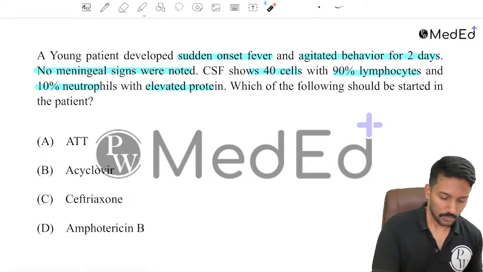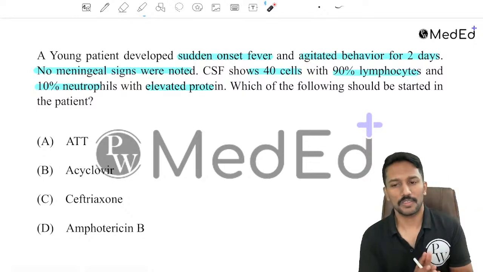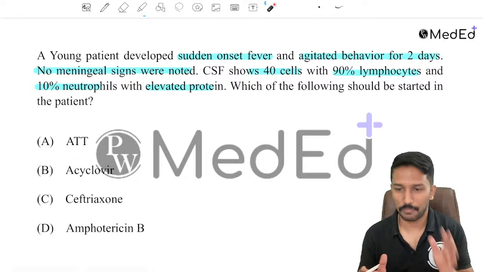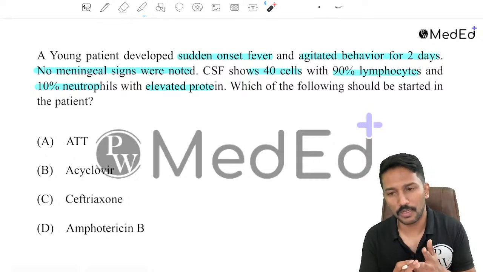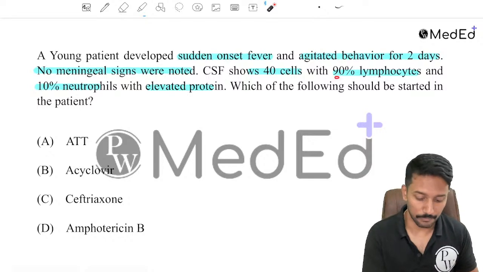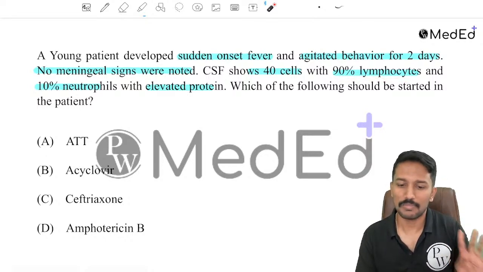Second, why I don't want to start ATT? Because it is a sudden onset fever, right? It's an acute presentation, so it can't be fungal or tubercular meningitis. So if you are thinking of meningitis, I have to think of mainly viral or bacterial. Now, why is it not bacterial? Because I see lymphocyte predominance, right? So it is most likely viral if you want to take it as meningitis.